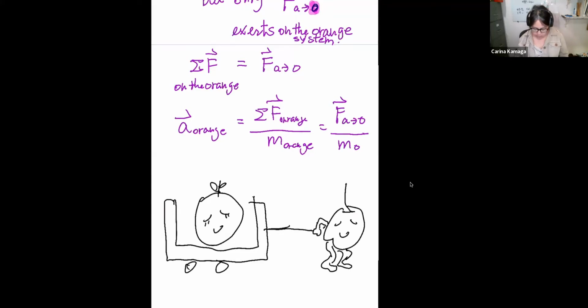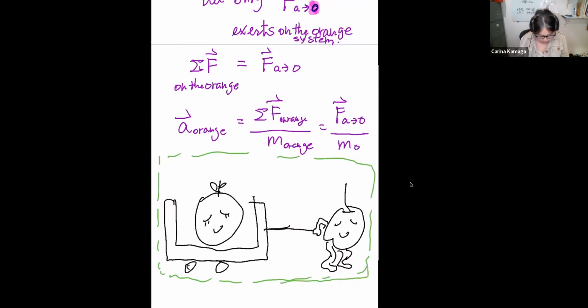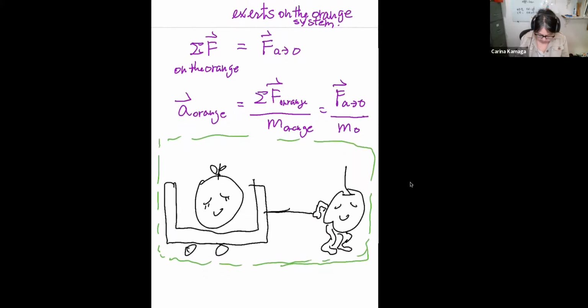Like this. But this time, you can define the system the way you like. It's just this interaction doesn't change. The action is action that's happening. So this time, I'm going to put both of them in one system. So define this orange and apple in the same system.